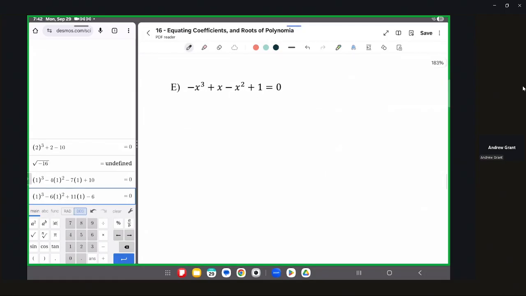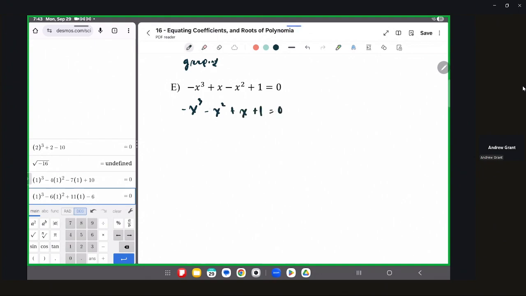Letter E, we've got negative x cubed plus x minus x squared plus 1. And we actually can factor by grouping. What I should first do is rearrange these. So we're going to move the negative x squared over. So it'll be negative x cubed minus x squared plus x plus 1.